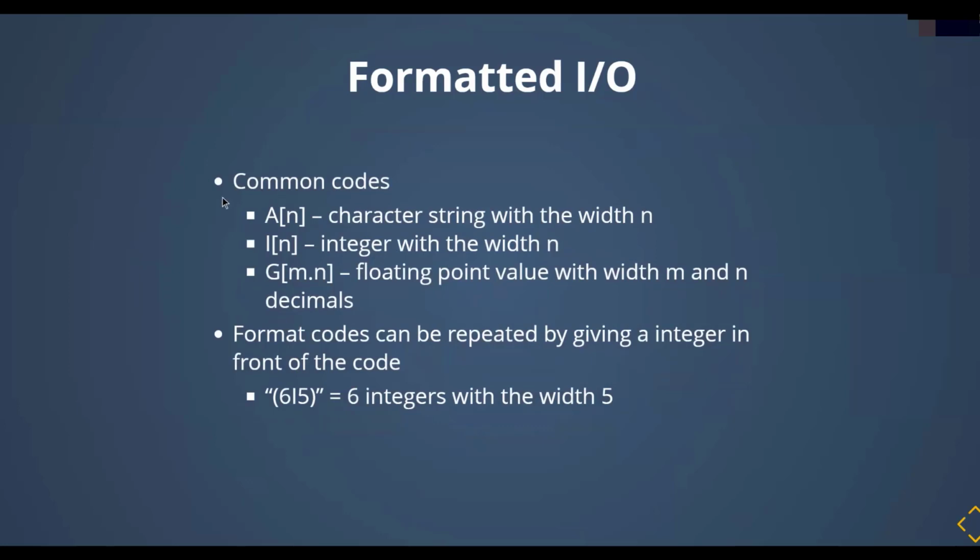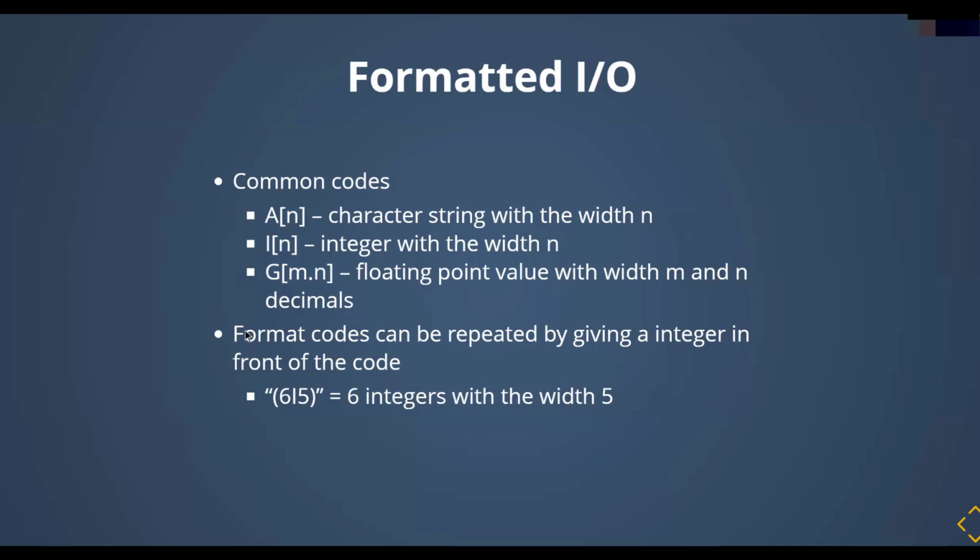Common codes: you have A with a number after it, and that is a character string with the width of n. In, that is an integer with the width of n. The brackets you don't have to specify, that is just an option here. Then you have G(m,n), which is very similar to what you have in Python. m is the width of your field, and n is the number of decimals. And this is a generic floating point value. There is also F, which you can use to specify a more exact fixed format.